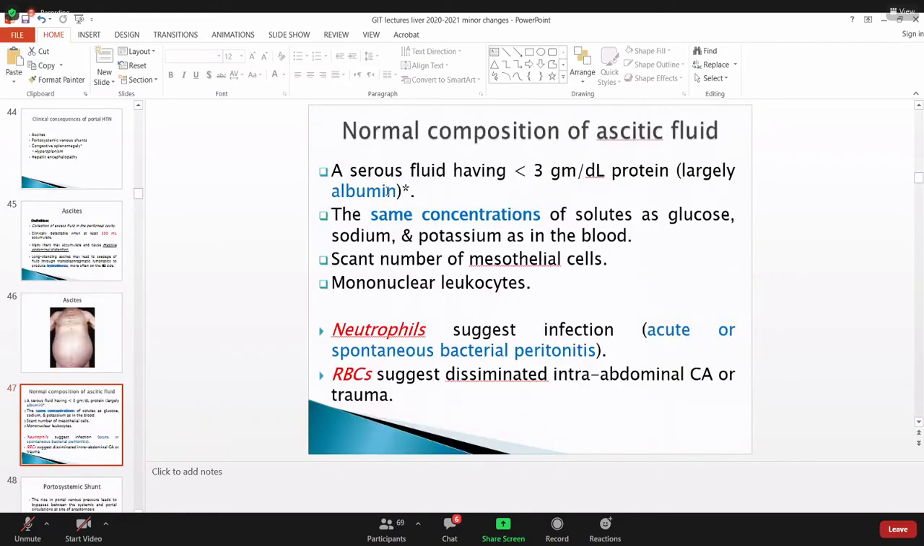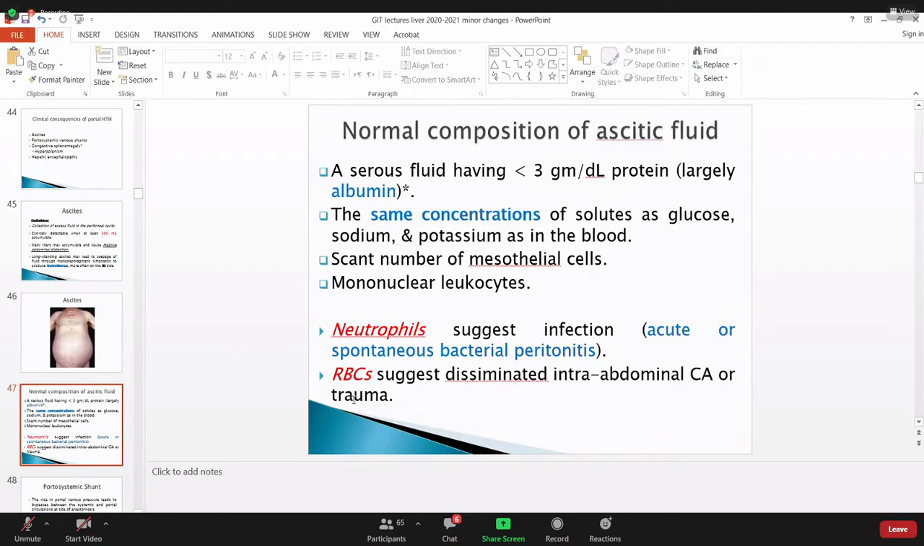Normal composition of ascitic fluid: it has less than 3 grams per deciliter of protein, largely albumin, and the same concentration of solutes, glucose and sodium as the blood, نفس ال concentrations, with a small number of mesothelial cells and mononuclear leukocytes. إذا شفت بالascitic fluid neutrophils, that suggests spontaneous peritonitis, which is a very serious, life-threatening sequela, لأنه long-standing accumulation of fluid in the peritoneal cavity صار فيها infection. Red blood cells suggest إنه there is underlying malignancy. أكتر شيء CA بتطلع لي من الأسيتيك فلويد RBCs.